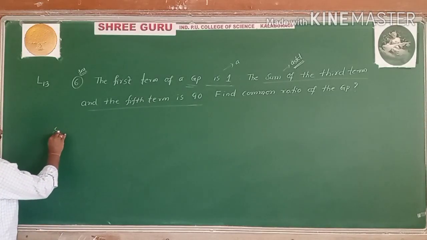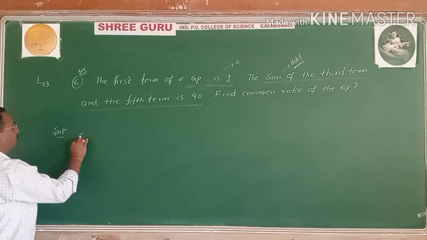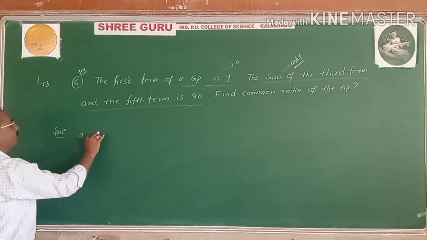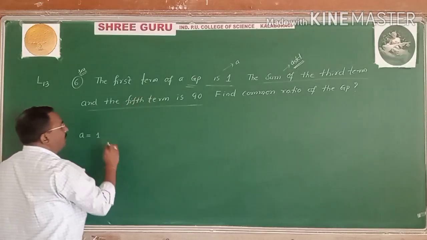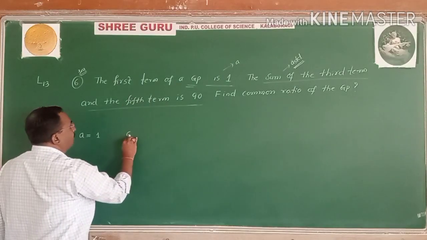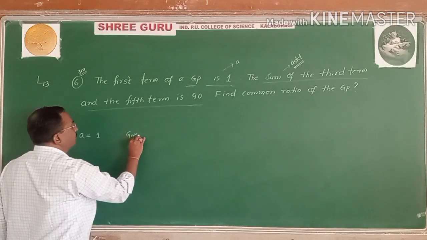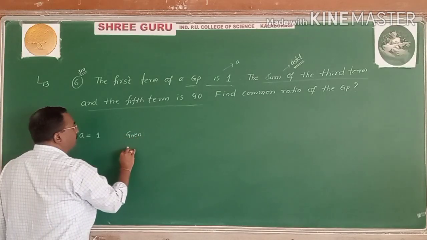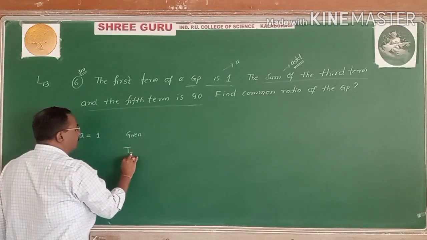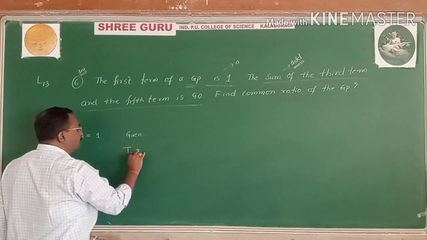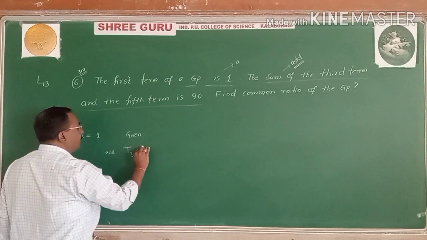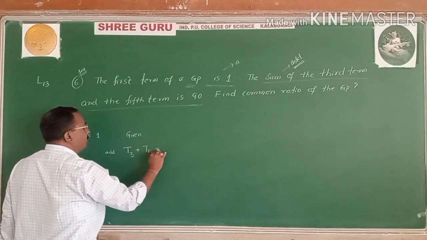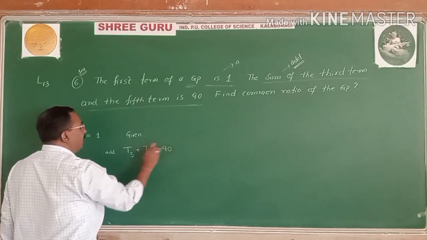Solution. Let the first term A be given, and one more condition is given, which is a very important point. Given the third term T3, sum means add it, T3 and T5. T3 plus T5 is equal to 90. Understood? Adding.